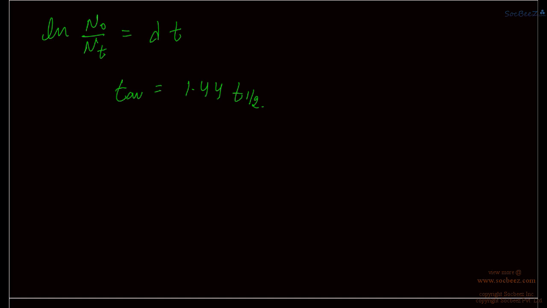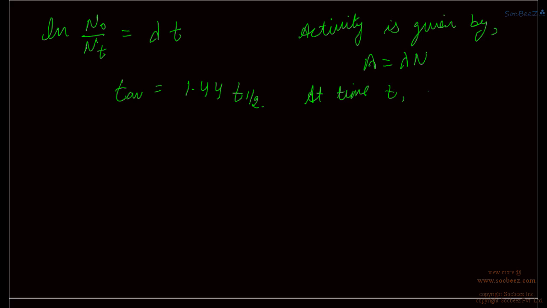Now, there is a term known as activity, and the activity of any radioactive element is the rate at which it decays. Activity is given by A equals lambda N. Therefore, at time t, activity equals A naught e raised to the power minus lambda t.